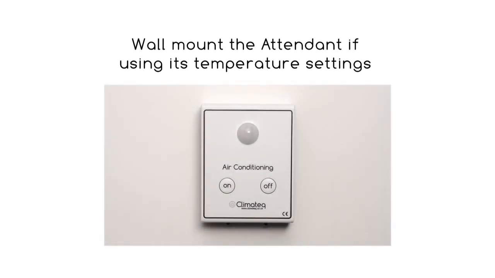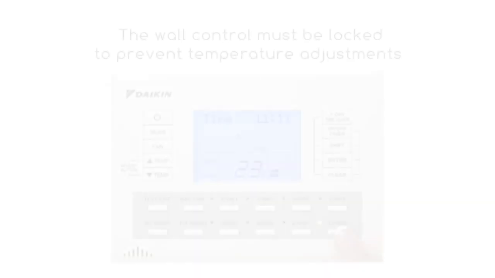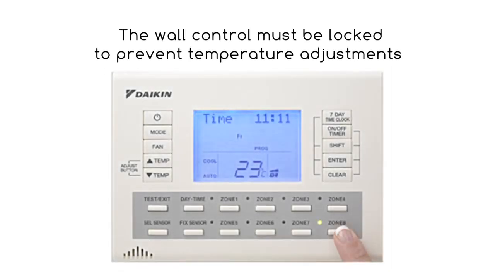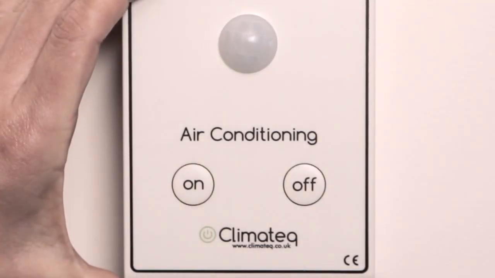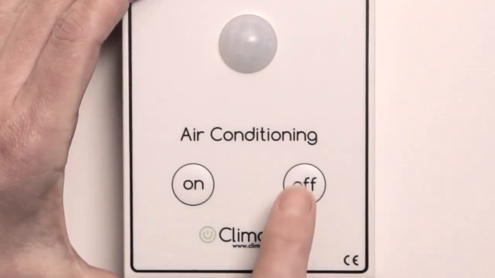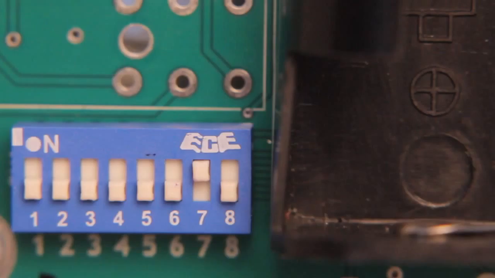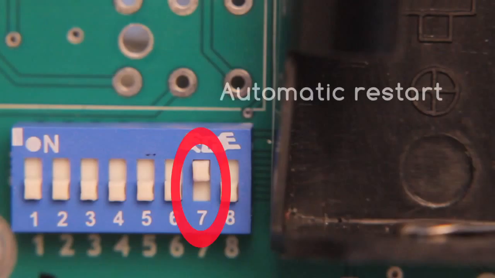You must wall mount the unit if you want to use the attendant's temperature settings. The wall control must be locked so that the occupant can't make any temperature adjustments, so they need to be able to access the buttons on the attendant so they can still manually turn the air conditioner on and off. If ceiling mounting the attendant, ensure that switch 7 is set to on for automatic restart.